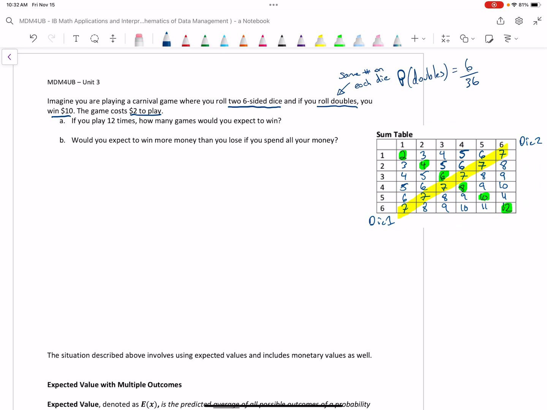So the first part here says in part A, if you play 12 times, how many games would you expect to win? So obviously we've got an expected value question. We're expecting how many times to win. So our total number of trials here, so I've got n times p, we're playing 12 times, so 12. And our probability of winning once is this 6 out of 36, or 1 out of 6. And so we can work out a little bit of math here. This would be 3. That becomes 6 over 3, which is just twice. So we would expect that if we played 12 times, we're going to win twice.